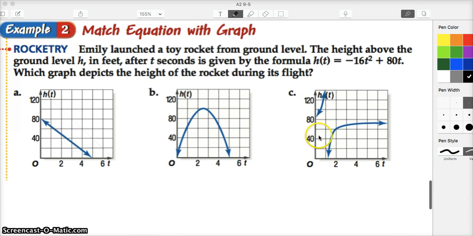Okay, so Emily launched a toy rocket, here in example 2, from ground level.